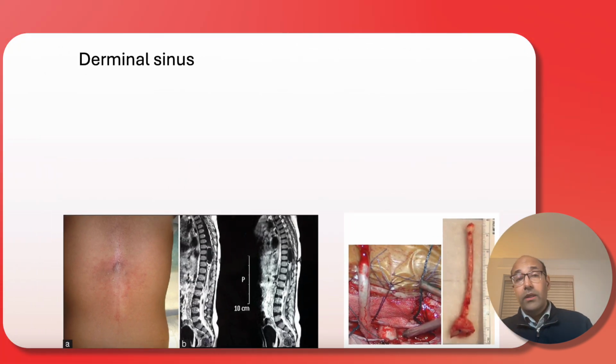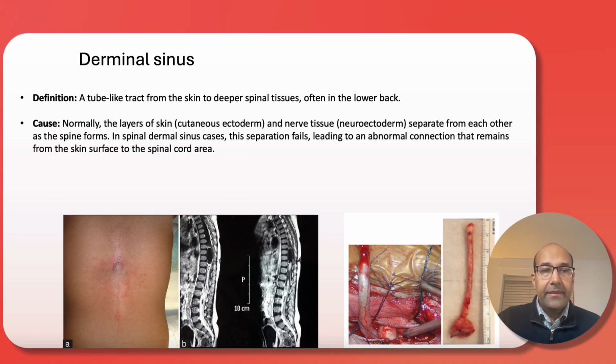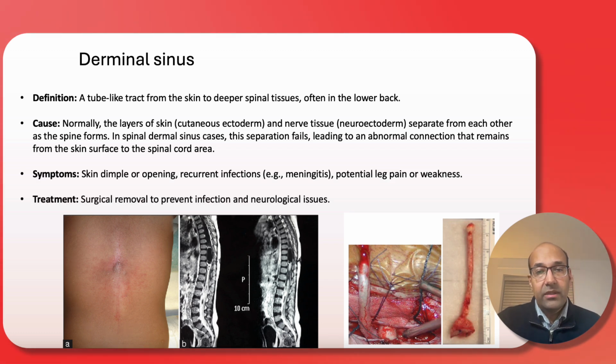Moving to the third defect, dermal sinus tract, from the dorsal induction and primary neurulation. In this case, we have a tract from the skin to the deeper spine, intradural, and usually it's lined by epithelium. The pathophysiology is based on failure of disjunction between the cutaneous ectoderm and the neuroectoderm. It can present with recurrent infection leading to meningitis and can also lead to potential weakness of the legs. Surgical removal of the whole tract is important, as we can see in this picture.